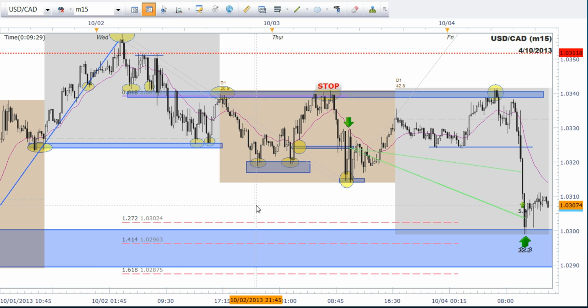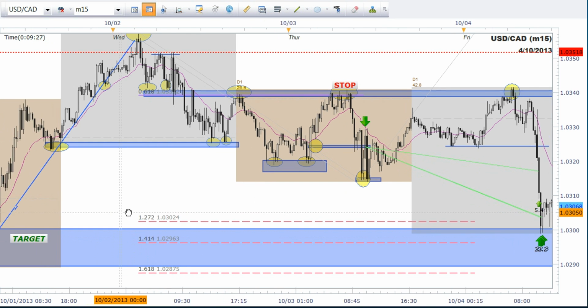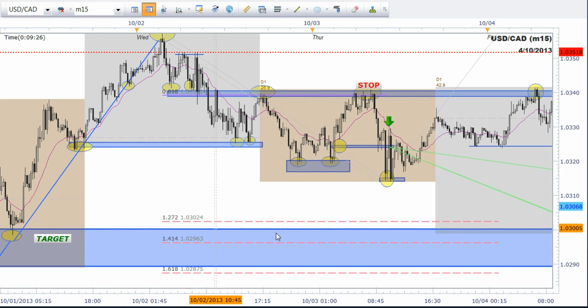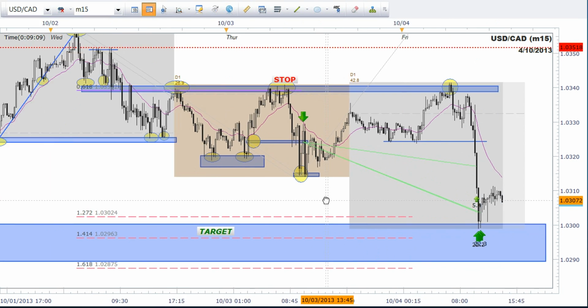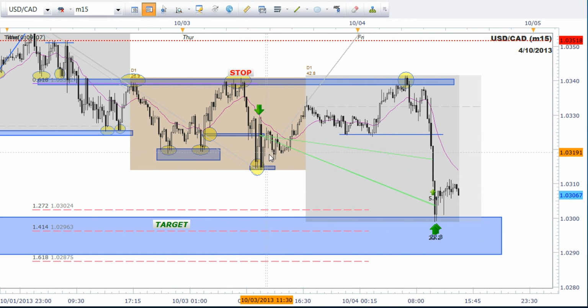And so my target was down into the blue box. I knew I'd be at the computer throughout the day, and so I would adjust if price got down there. So my stop was above the 618, and my target was in the blue box, and I was feeling really good until this happened and price moved against me.